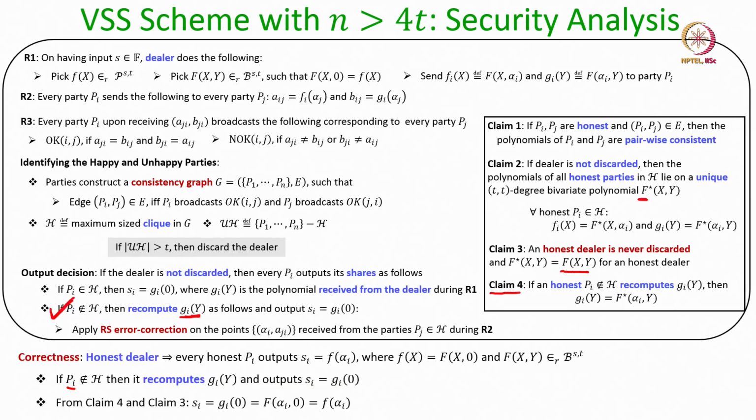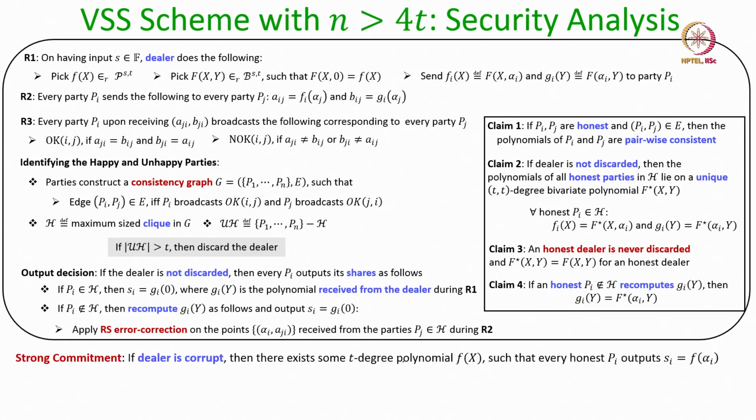So, that automatically shows that even for the parties who set their shares based on the recomputed column polynomials, their shares are basically lying on this sum sharing polynomial f of x. So, that completes the correctness property.